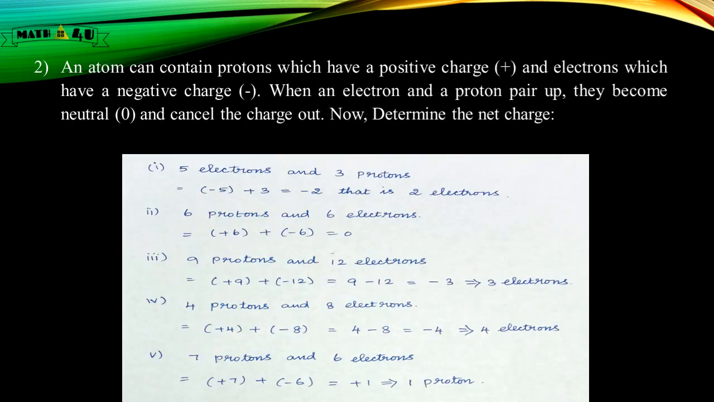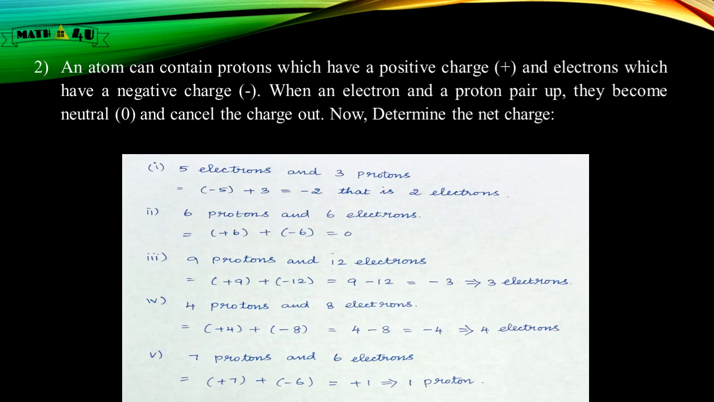An atom can contain protons which have a positive charge, that is plus, and electrons which have a negative charge, that is minus. When an electron and a proton pair up, they become neutral, that is 0, and cancel the charge out. Now determine the net charge. First sum, 5 electrons and 3 protons. 5 electrons, that is nothing but minus 5. Protons plus 3. Minus 5 plus 3, 1 negative, 1 positive, subtract, the answer takes the greater number sign. So the answer is minus 2.